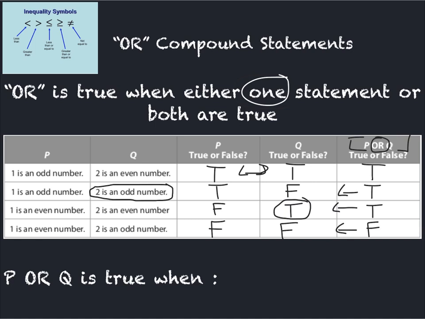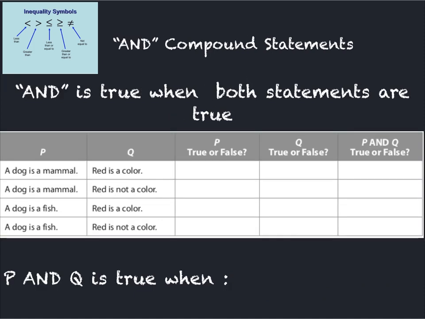So P or Q is true when either P or Q is true. So they both don't have to be true. P or Q is true when either P is true or Q is true or both are true. So here we have and. And is when both statements are true. So when we have a compound and statement, it's only going to be true when both statements are true. So let's take a look at our chart here.